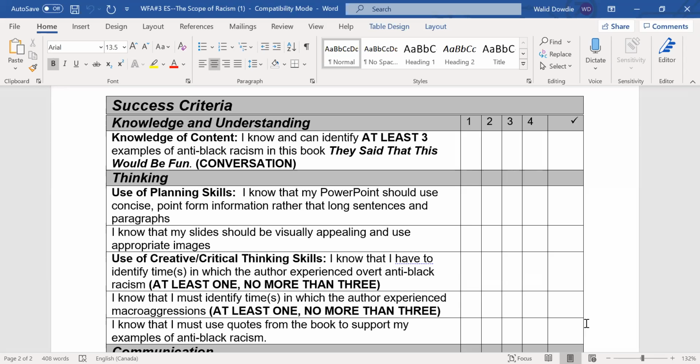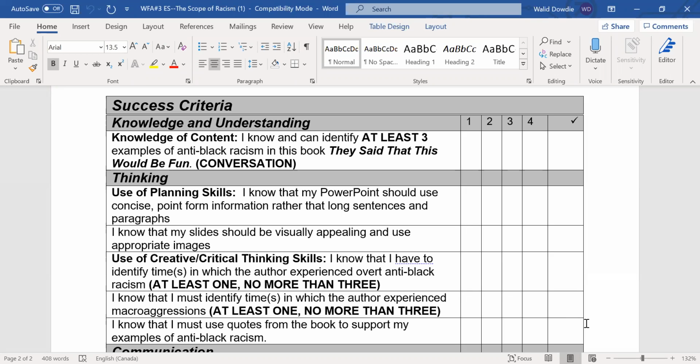Use of critical thinking skills. I know that I have to identify times in which the author experiences overt anti-Black racism. At least 1, no more than 3. So you identify either one time or multiple times she experiences that. So again, at least 1, but no more than 3.